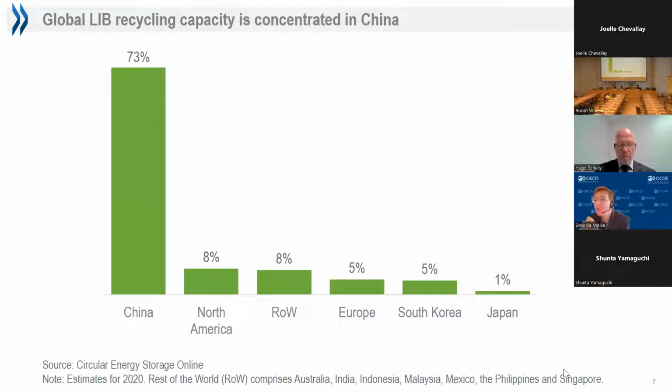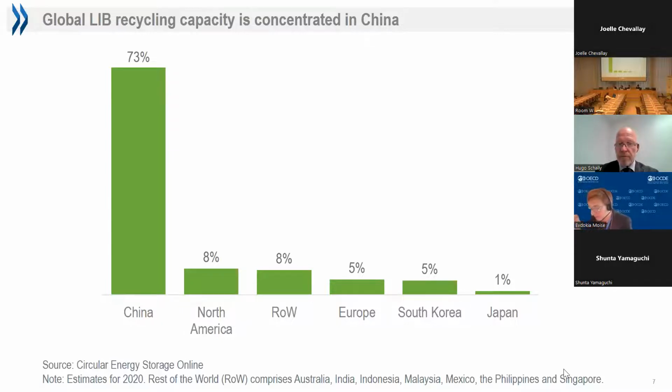The current situation with recycling capacity: we have a very important concentration. 73% of that recycling capacity is currently concentrated in China, where most of the black mass after the dismantling of the batteries moves, and very little, 27%, happening in other parts of the world.